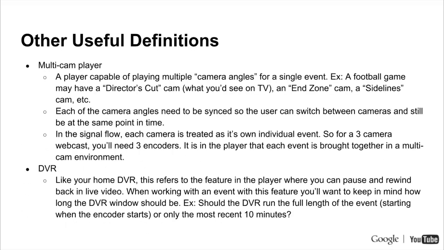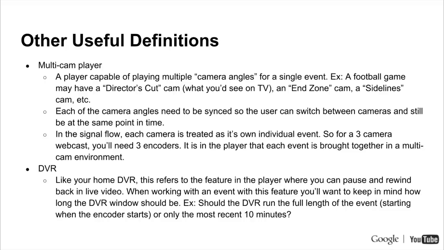A couple of other useful definitions that you'll hear in the industry. A multicam player is a player capable of playing multiple angles for a single event. For example, you can have a football game that may have the director's cut or the line cut, which is perhaps what you would see on television. And then you can have an end zone camera or a sideline camera or a star camera, a quarterback camera that you can choose to flip between.